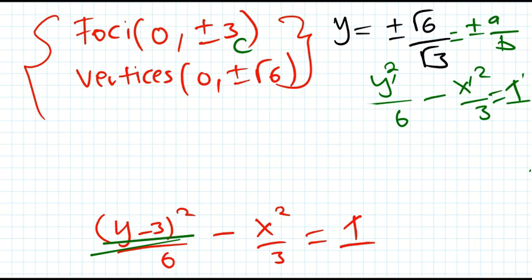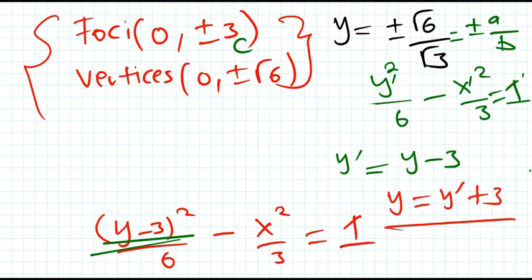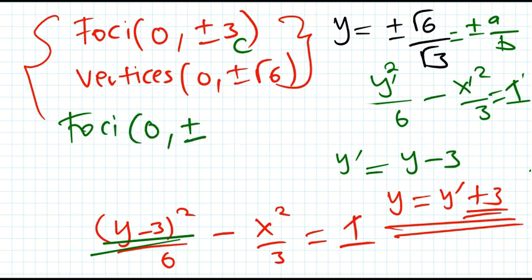So what relationship are you able to see? So y prime is equal to y minus 3, right? So if you try to make y the subject of the formula, what are you going to end up with? You're going to end up with y prime plus 3. Okay, so the y value is going to be affected by an addition of 3. So that part, the foci is going to become plus or minus 6.